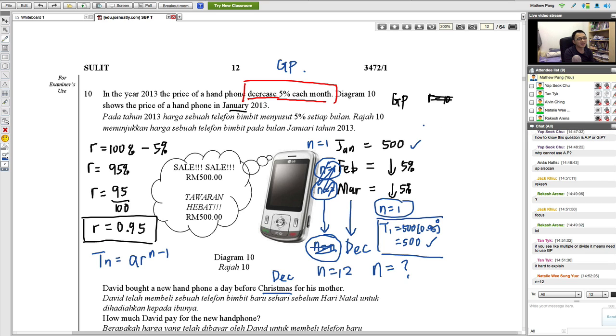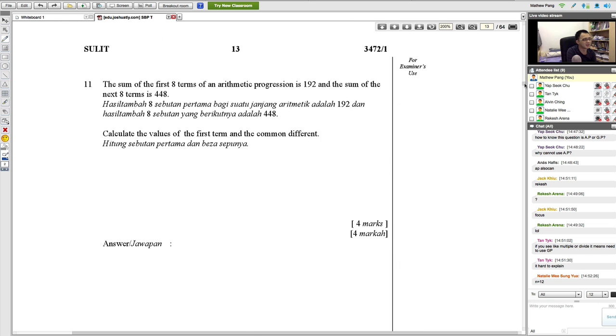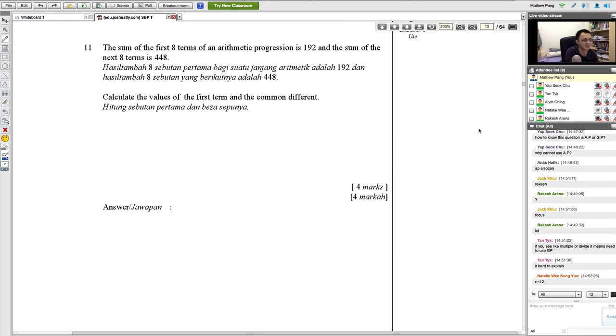What's so difficult about the HOTS question is they will use some tricky words in their question. So if I just say all like this, then maybe you will get it wrong in the HOTS questions, or what they call KBAT questions. Okay, let me move on to question 11. What time is it now? It's 3 o'clock already.